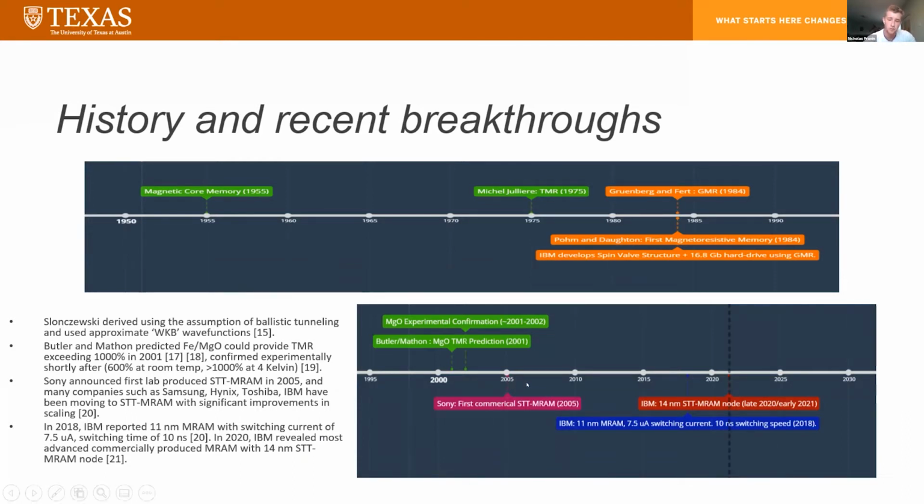The STT-MRAM field really exploded in the early 2000s when we had both a theoretical prediction and experimental confirmation of high MR ratios in MgO STT-MRAM. And so a lot of companies like Sony commercialized this in the next few years. Fast forwarding to today, just a few months ago, IBM released the state-of-the-art 14 nanometer STT-MRAM node with very high switching speeds and relatively low switching currents.